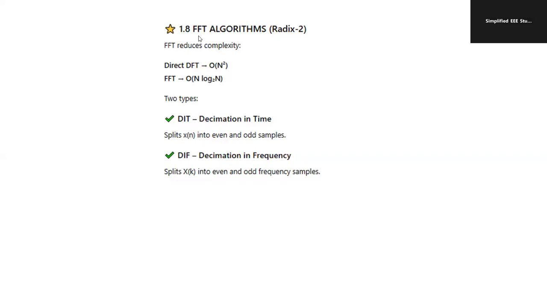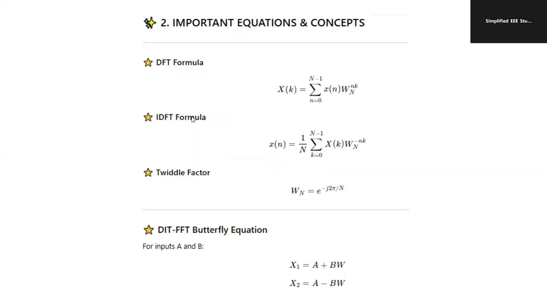Next is the very important Radix-2 FFT algorithm. State and explain the Radix-2 FFT algorithm. Write the steps, or you may get problems also. Direct DFT is O of n square, whereas FFT is O of n log n, base 2. There are two types of FFT algorithm. First one is DIT, decimation in time: split x of n into even and odd samples. DIF, decimation in frequency: split x of k into even and odd samples. That point you have to remember, because in the GATE examination you may get similar kinds of questions.